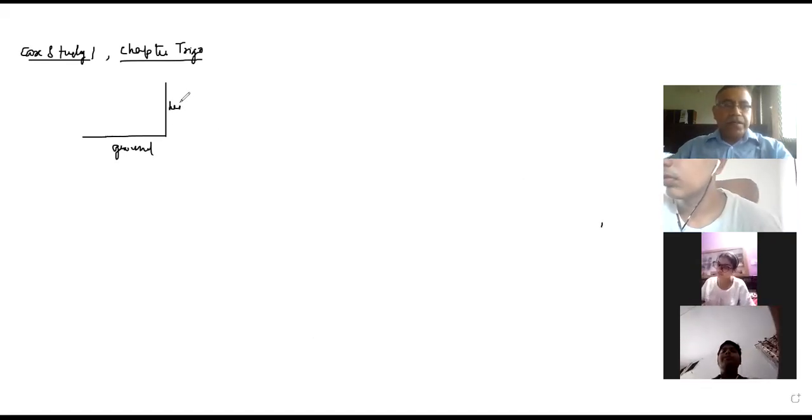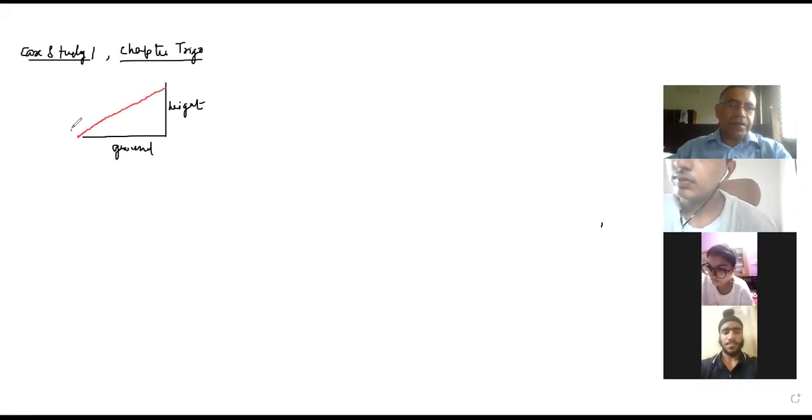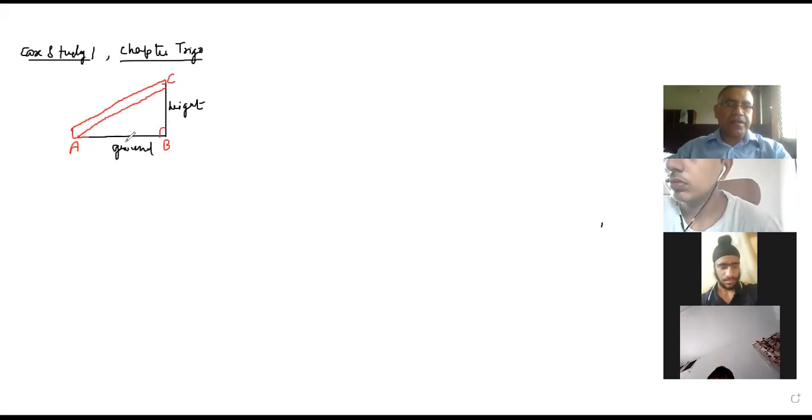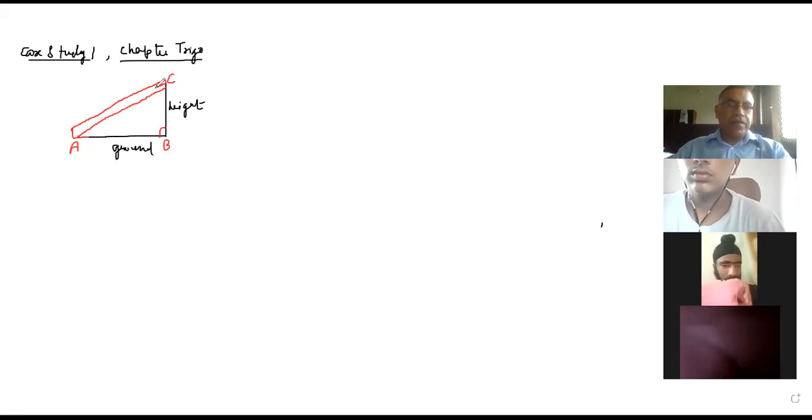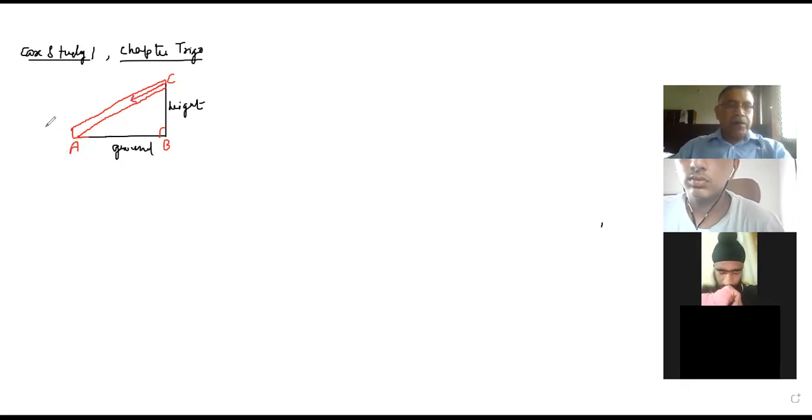And this is the height from the ground, and this is the slide. I'm going to change the color. This is the slide. Let it be A, let it be B, let it be C. This is the slide and this is the height. Clear? So the kid will come from top to down. Now this is inclined at an angle of 30 degree with the ground. This is my question.